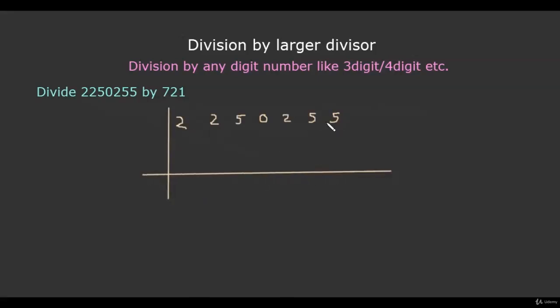Now this is the dividend and the divisor is 721. We will write 7 as the base digit and 21 as the flag digit, and this time the flag digit number is a 2 digit number. So we will separate two numbers from the last, like this. Now 7 can divide 22 3 times and the remainder is 1. So we will place the remainder before the next dividend.